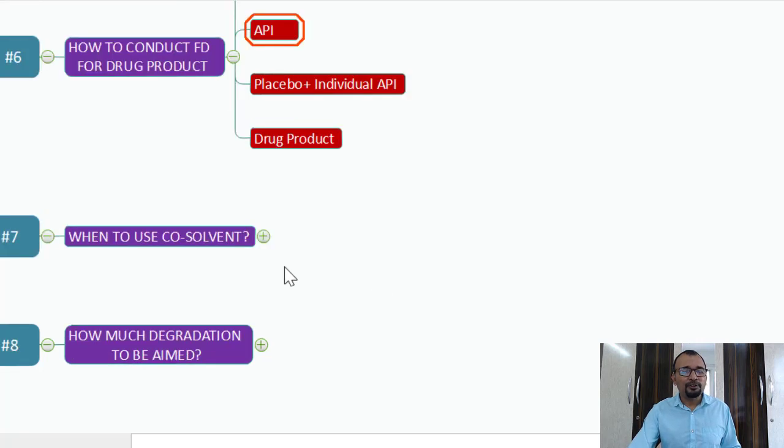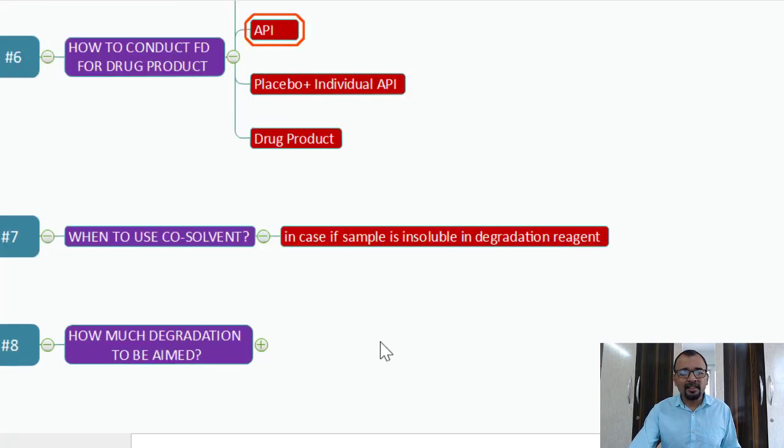Then when to use a co-solvent? In case your drug substance is not soluble in the degradation reagent, like when you are conducting acid hydrolysis but for some reason your drug substance is not soluble in the acid that you are using, you can use a co-solvent, a little bit of organic solvent, if your drug substance is soluble in an organic solvent. It is very important that you make sure and confirm that your drug substance is in solution form during such degradation studies.